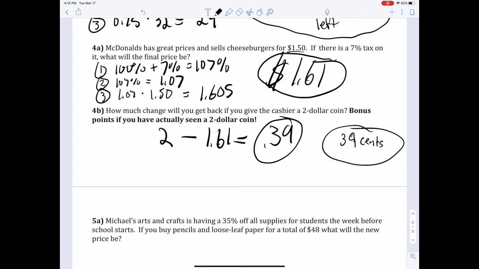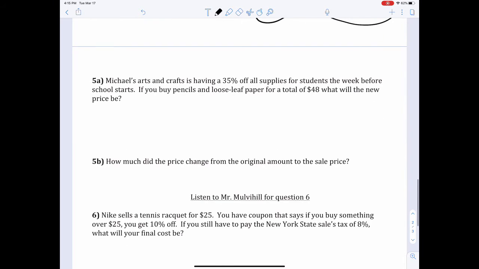Both are correct. Okay, number 5, Michael's Arts and Crafts is having 35% off all supplies for students the week before school starts. I know it's kind of hard to picture, but imagine it is September before school starts and Michael's has 35% off. Doesn't mean $35 off, just 35%, whatever you buy. So if you buy pencils and loose leaf paper for a total of $48, what will the new price be?